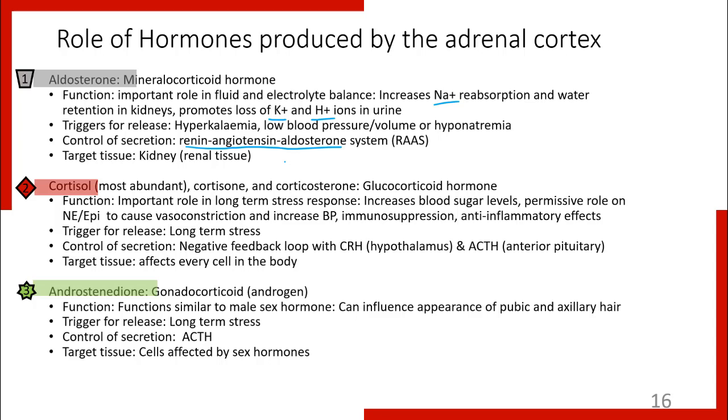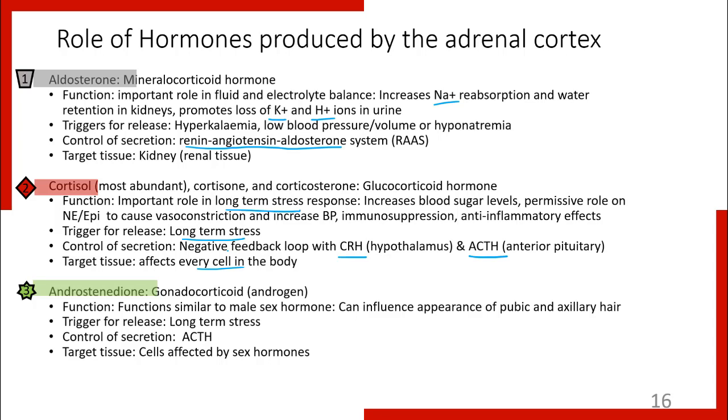The next hormone down is cortisol. So cortisol is the most abundant glucocorticoid hormone, and cortisol plays an important role in the long-term stress response. And so when we're stressed for any period of time, either mentally or physically, it triggers the hypothalamus to release CRH, which then acts on the anterior pituitary to release ACTH, which then acts on the adrenal cortex to release cortisol, right? Cortisol affects every cell in the body. So there are a lot of effects that cortisol has, and we're going to look at that in the next slide as well.